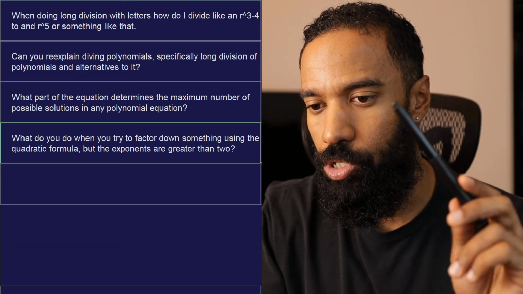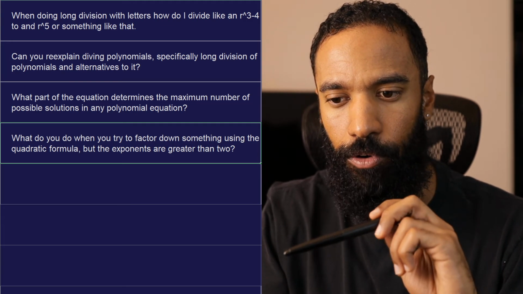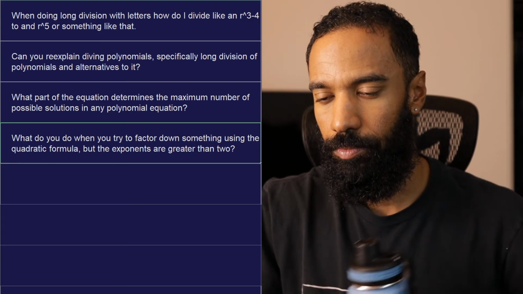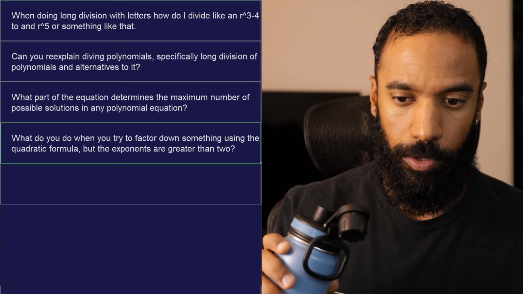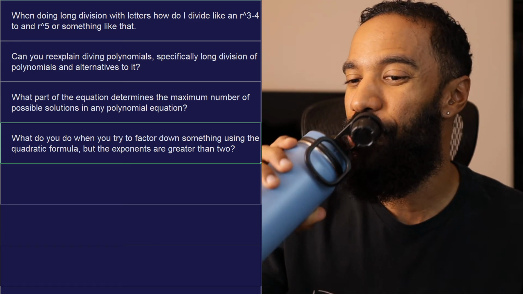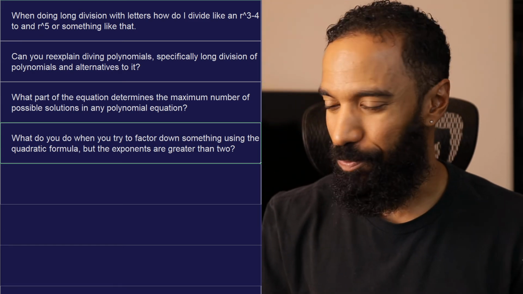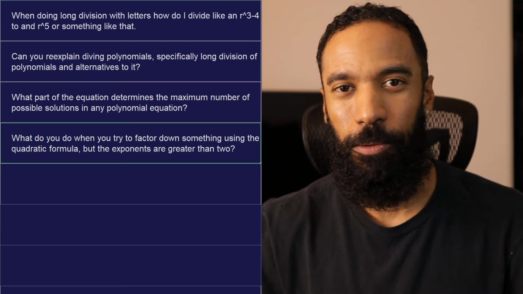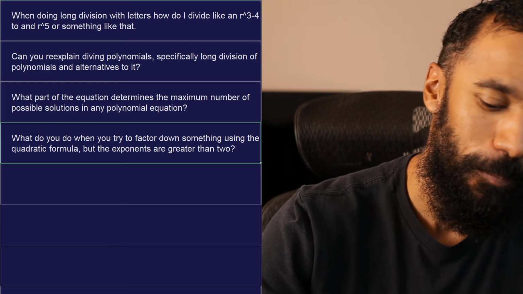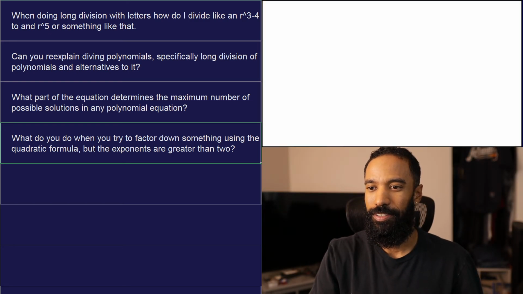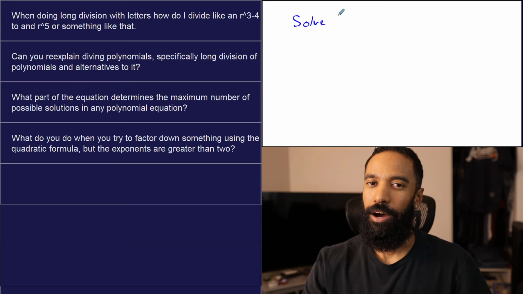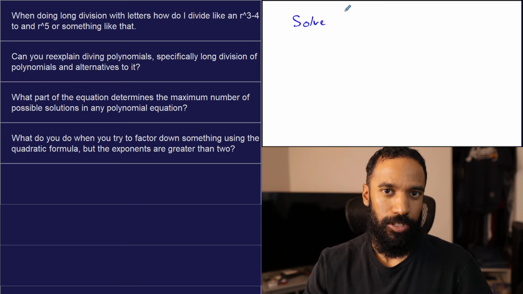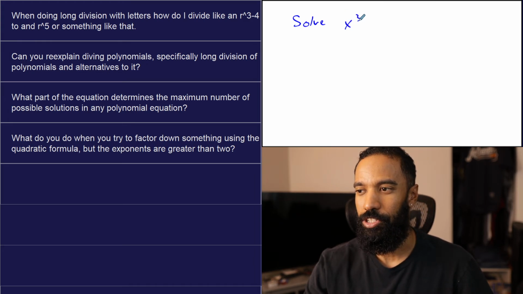And lastly, what do you do when you try and factor down something using the quadratic formula, but the exponents are greater than 2? Remember, quadratic formula is not for factoring, it's for solving. So if you're saying when you're trying to solve using the quadratic formula, do you mean if you had a cubic and you used the quadratic formula, what would happen? Well, hold on. Let's pretend for a second there are 3 terms because we're talking about a, b, and c, right? Solve x cubed minus 4x squared plus 7 equals 0.